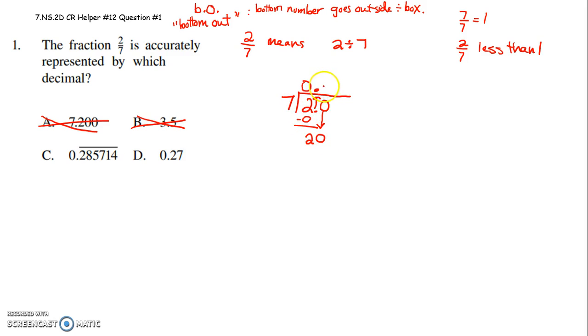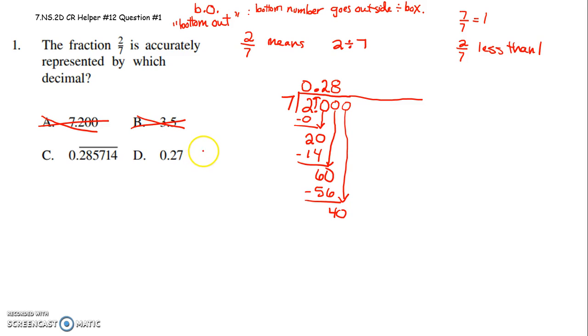How many times does 7 go into 20? Twice. So right above that 20 is where that 2 goes. 2 times 7 is 14. I'm going to subtract off. I have a 6. I drag down the next 0. How many times does 7 go into 60? 7 times 8 is 56. I got a 4. Drag down a 0. Because it's multiple choice, I already know the answer, but I just want to make sure you understand how to write it using bar notation.